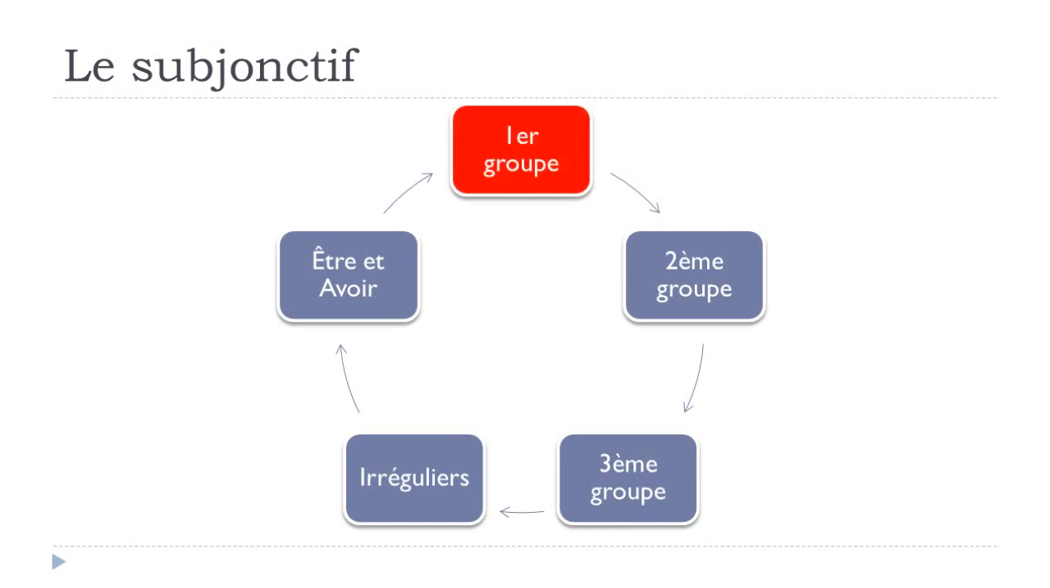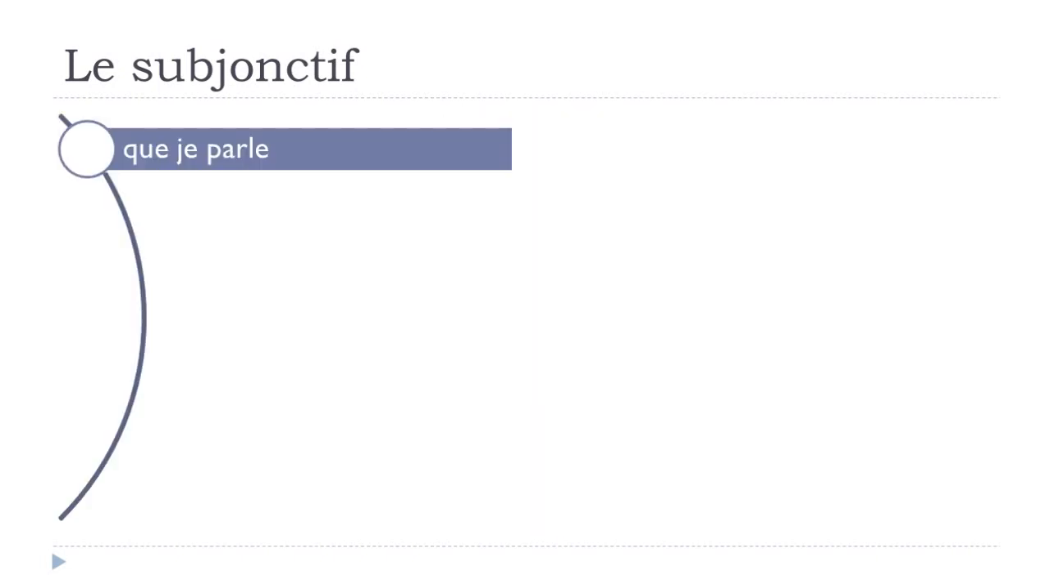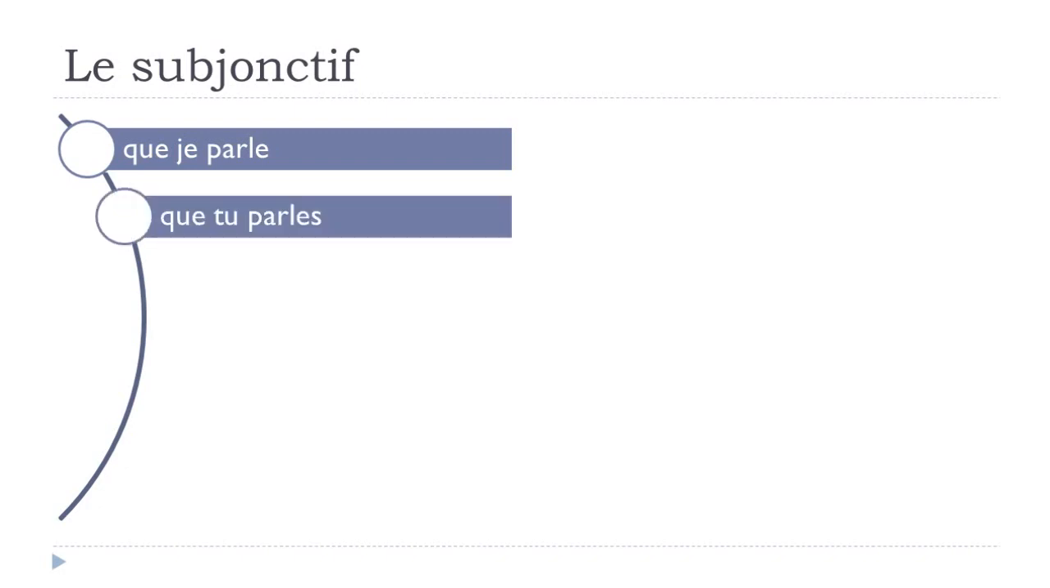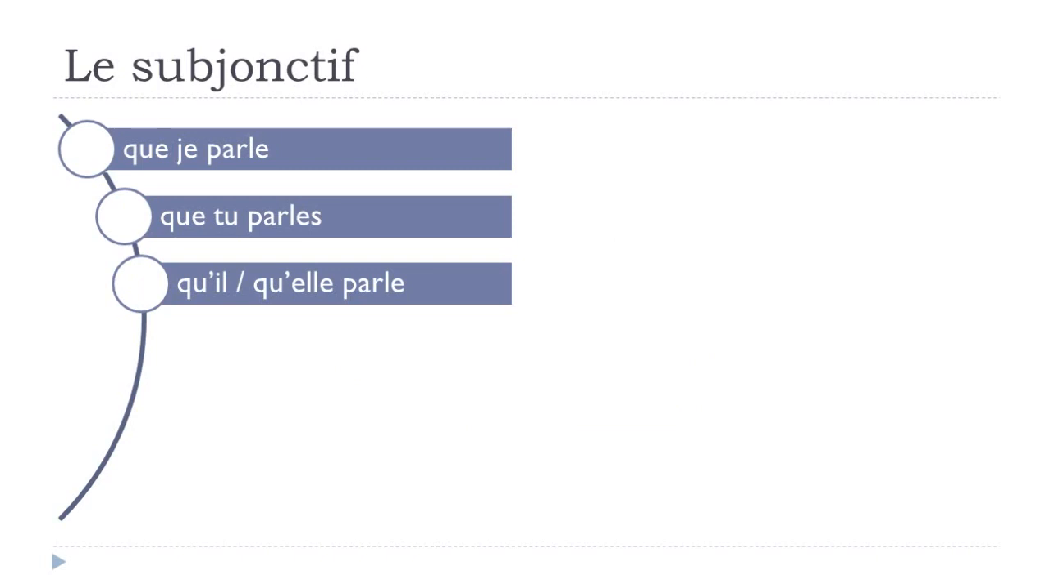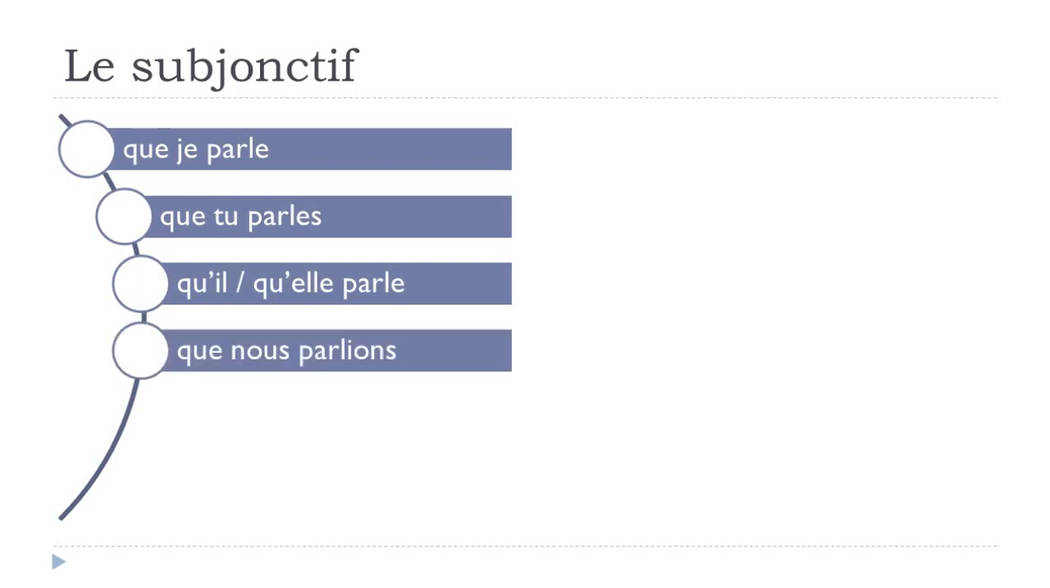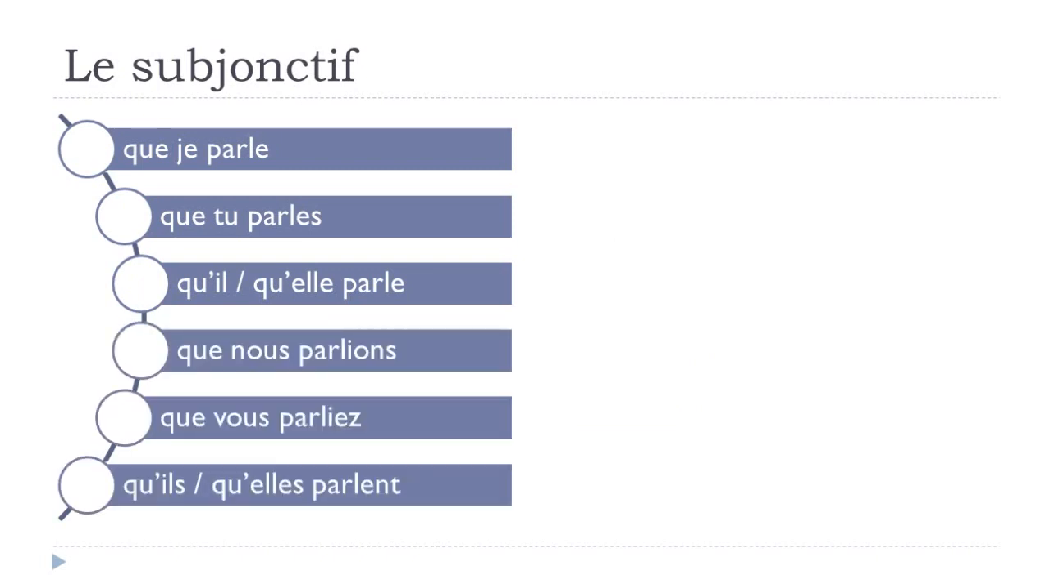Okay, so let's see now the first group, and you will see that it's quite easy because we get que je parle, que tu parles, qu'il parle, qu'elle parle, que nous parlions, que vous parliez, qu'ils parlent, qu'elles parlent. All right, this is the subjunctive, and it's quite interesting because if you take the time to look at it, que je parle, it's exactly the same form as the present form.